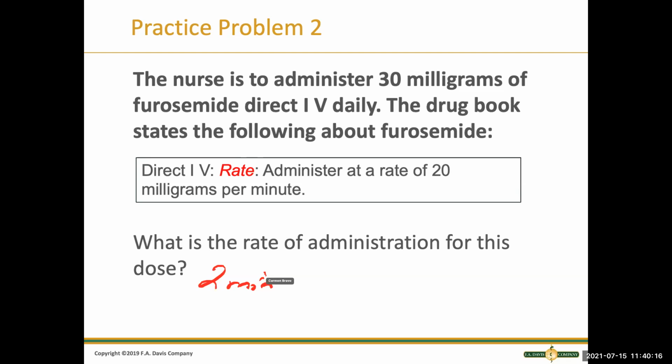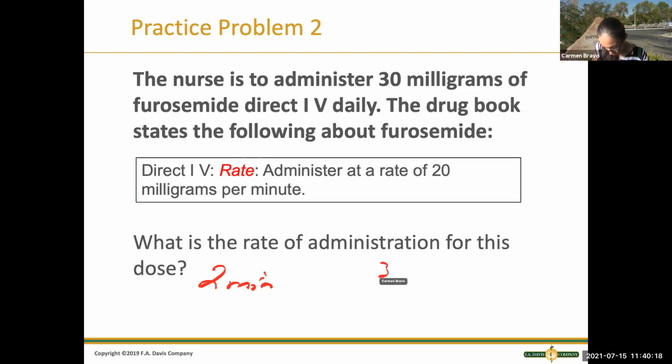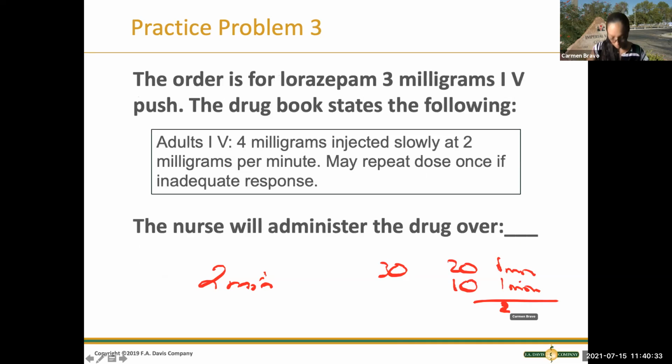Okay, so the order is 30, and the first 20 milligrams is 1 minute. And the remaining, because it's part of the next fraction or thereof, will be another minute. So it goes to 2. That's basically how that works.